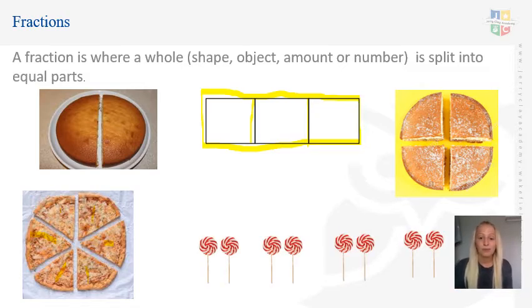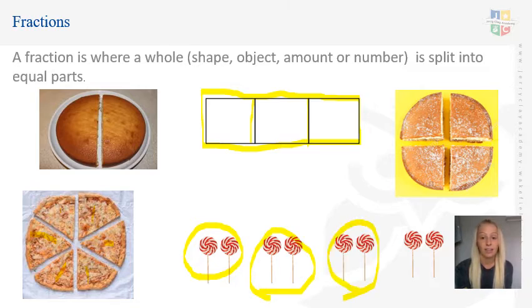We've also got some lollipops. Now these lollipops are all whole and they can look not like a fraction but actually is. They've been split into equal parts or equal groups. So we have a group of 2 lollipops, another 2, another 2 and another 2. So the whole number is 1, 2, 3, 4, 5, 6, 7, 8. That 8 is the whole, but it's been split into 4 equal parts. So lots of different ways in which we can represent our fractions.